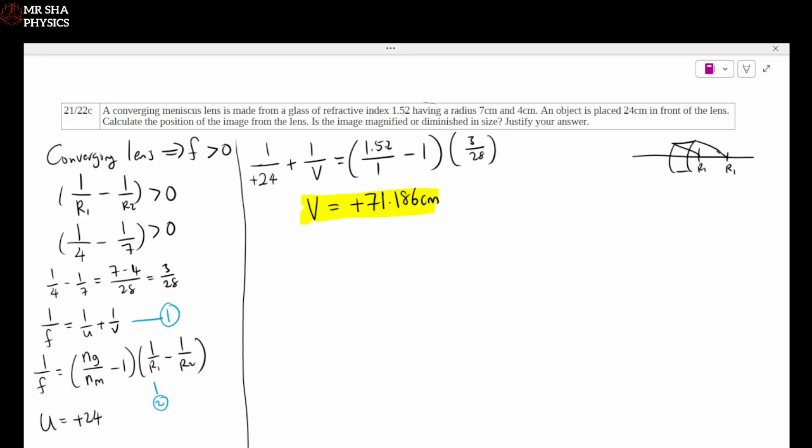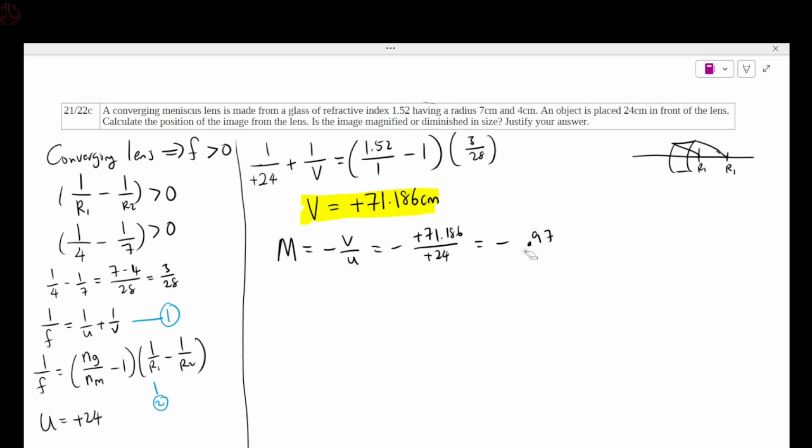Okay, so if I were to know whether the image is magnified or diminished, I will have to look at the magnification of the system, of the whole thing, right? And this is just negative v over u, right? So my v is positive 71.186, my u is positive 24, and that leaves me with negative 2.97.